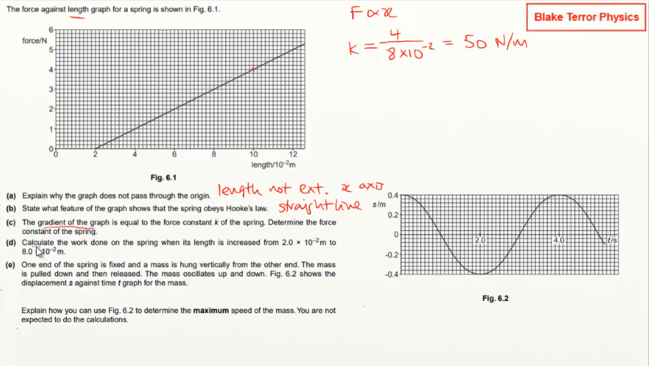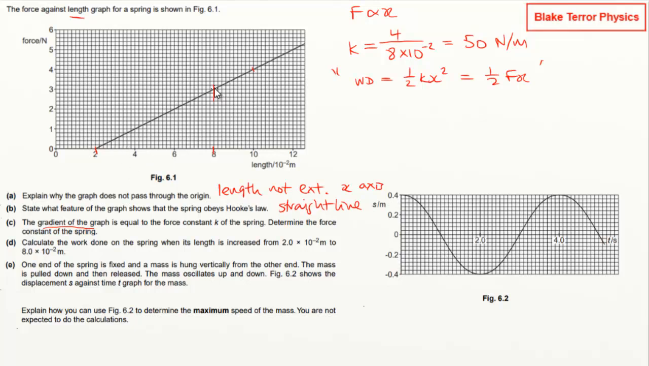So that's fine. Calculate the work done on the spring when the length is increased from 2 times 10 to the minus 2 to 8 times 10 to the minus 2 meters. So the work done is just the area underneath this. We can either say that the work done is equal to a half kx squared, or, and we're going to see this ends up being the same, that is equal to a half Fx. We've got our two options here for work done. That's just the area of this triangle.